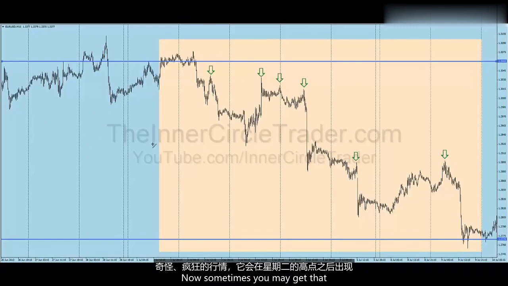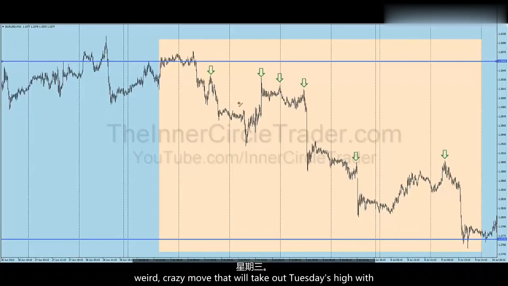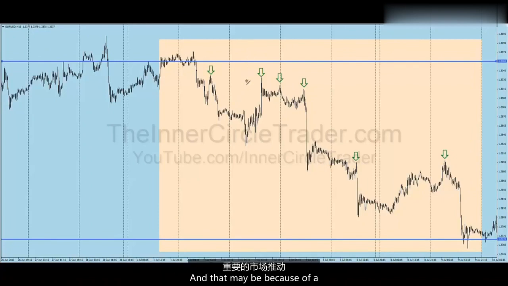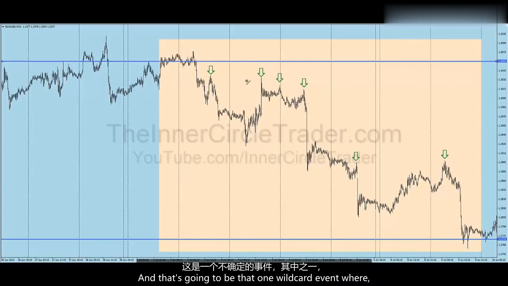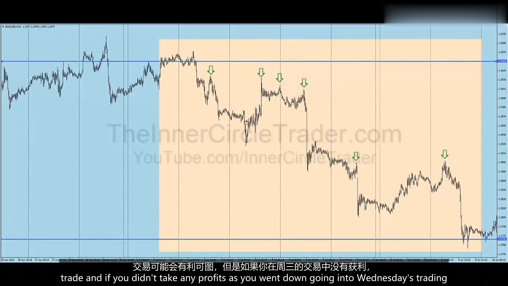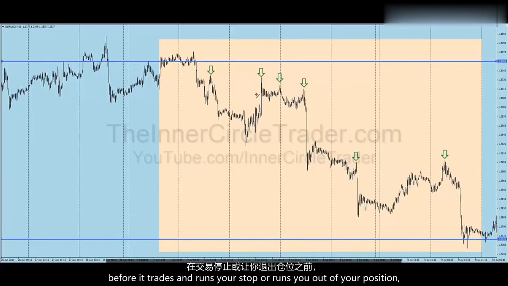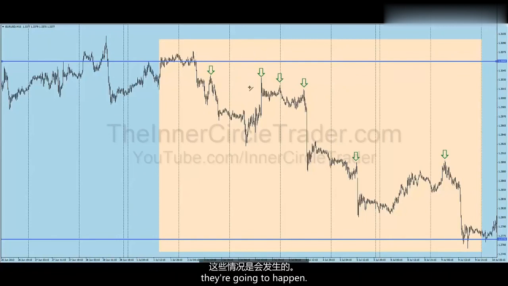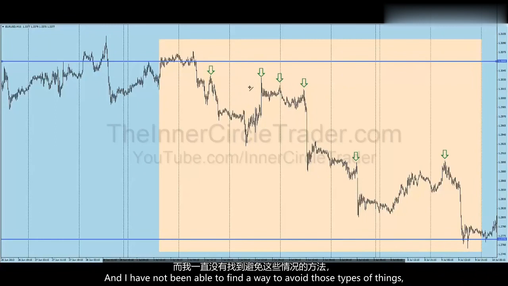Now, sometimes you may get that weird, crazy move that will take out Tuesday's high with Wednesday, and that may be because of a major market moving indicator or report that comes out, and that's going to be that one wild card event where, sure, you may have been in a profitable trade, and if you didn't take any profits as you went down going into Wednesday's trading before it trades and runs your stop or runs you out of your position, they're going to happen, and I have not been able to find a way to avoid those types of things.